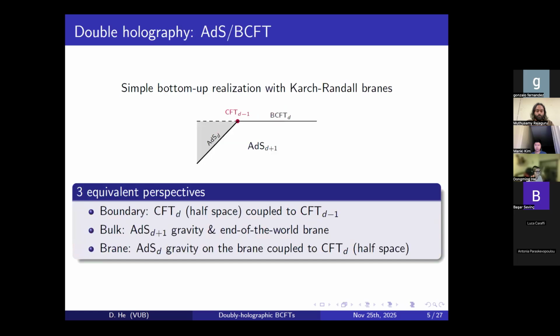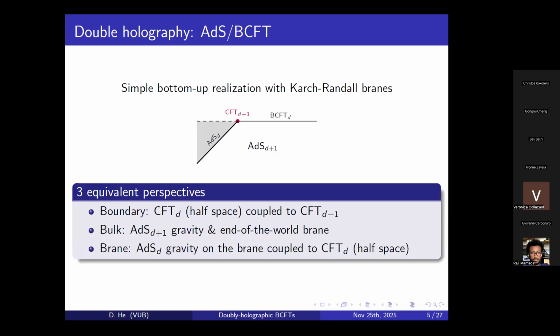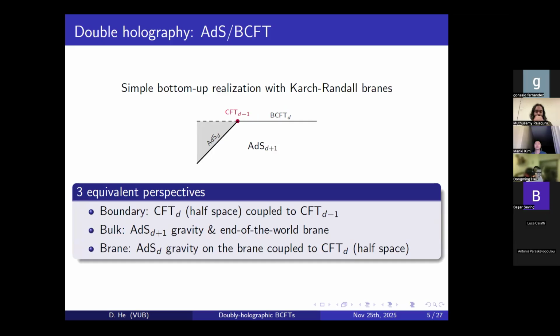about. So I will introduce double holography in simple bottom-up models with some Karch-Randall branes. Let's start with the BCFT, where the boundary itself is holographic. And there are two different ways to apply holography. The first one is to apply holography only to the boundary degrees of freedom. In this case, we have an AdS brane attached to the ambient CFT with the same dimension.